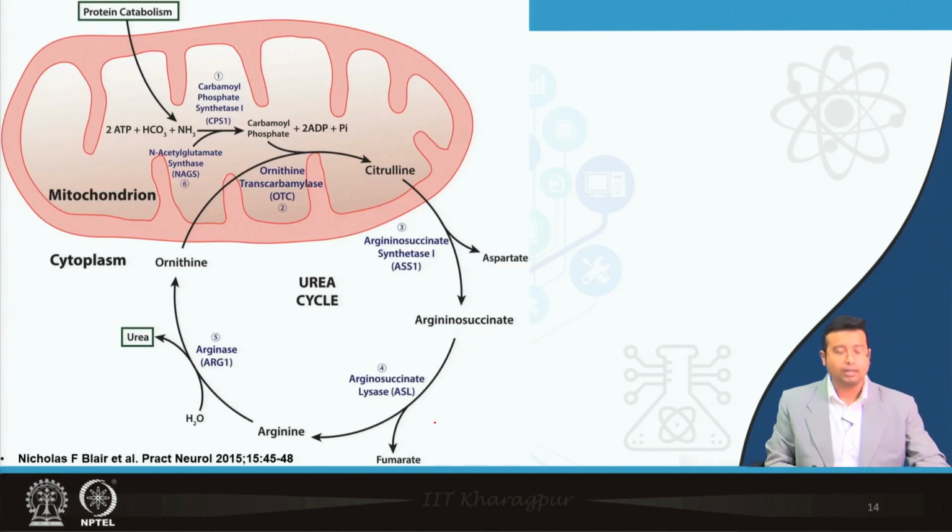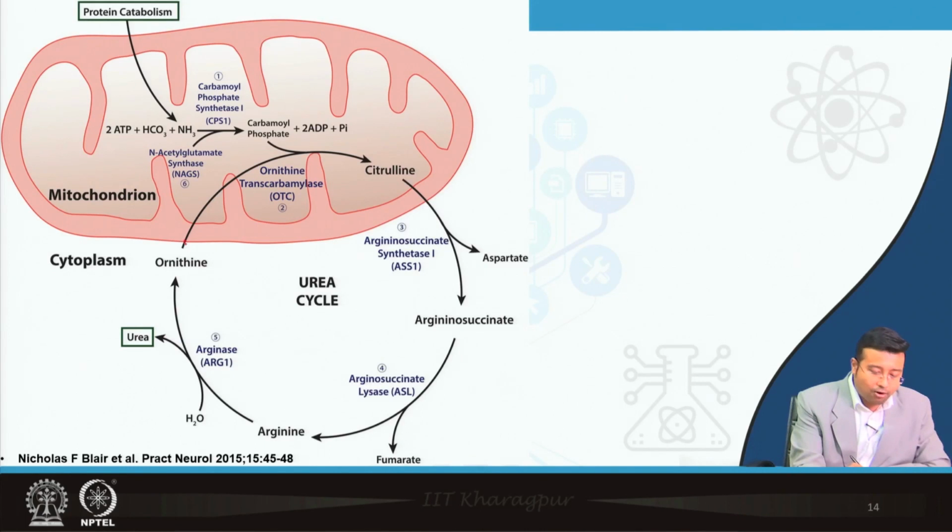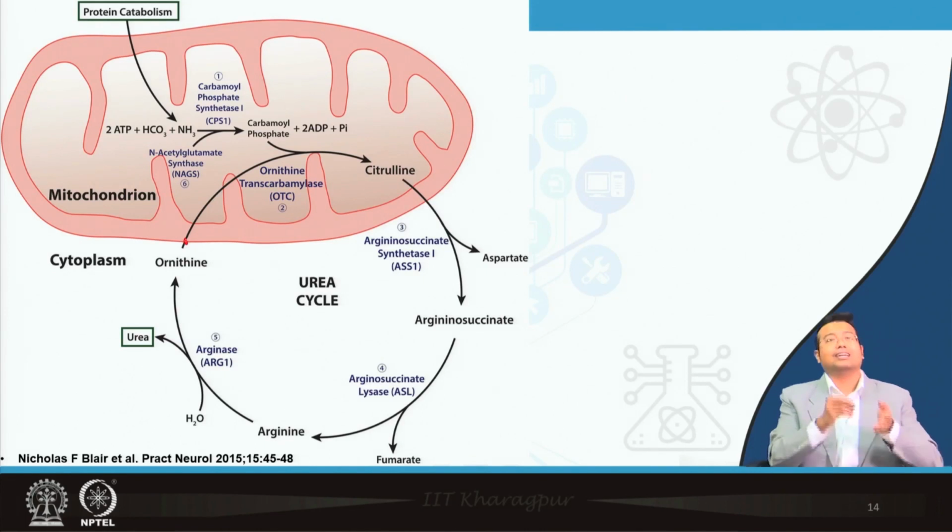So, let us return to the deficiency of urea cycle enzymes, which is the main topic of today's discussion. This is again an overview, alright. One thing to note is that the first two steps happen inside the mitochondria. I am repeating myself over and over again so that it is reinforced in your brain, and ornithine is transported into the mitochondria with the help of an ornithine transporter, alright.